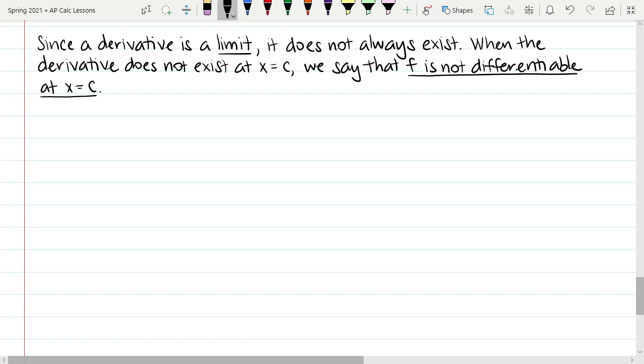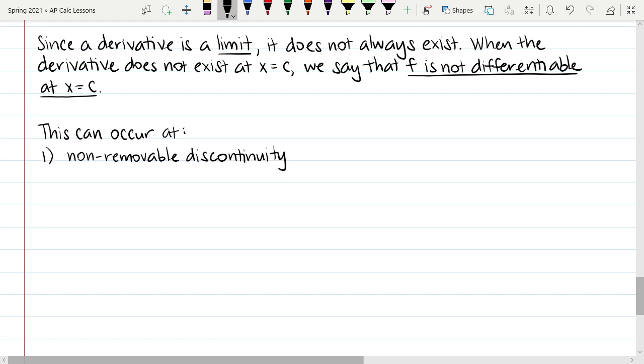Now this could happen in a few different ways. One of the ways that a function might not be differentiable at x equals c is if you have a non-removable discontinuity at x equals c. If you have a non-removable discontinuity at x equals c, then the derivative does not exist. And what that means then is, and I do want you to remember this phrase, differentiability implies continuity.